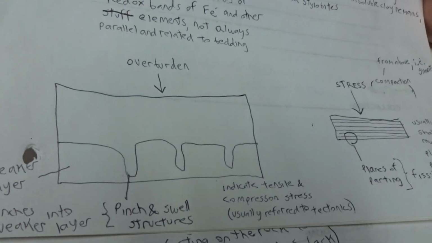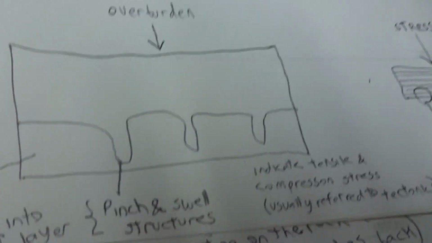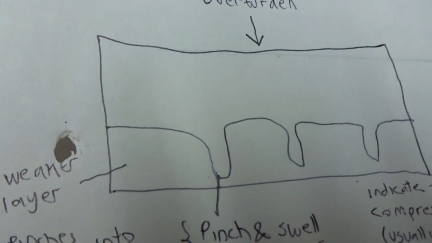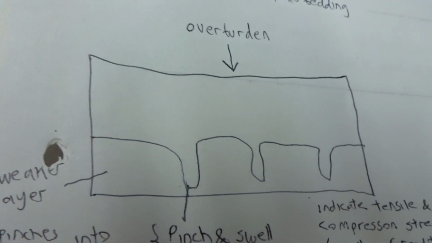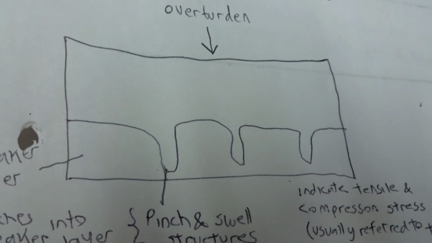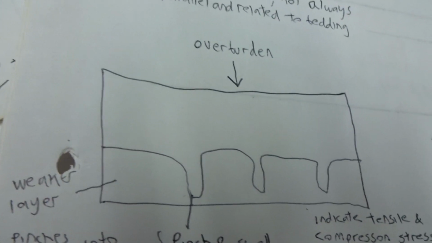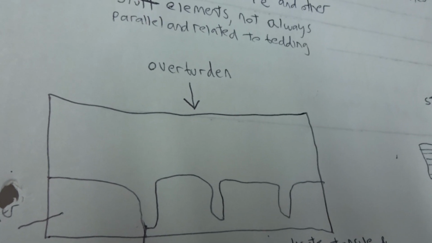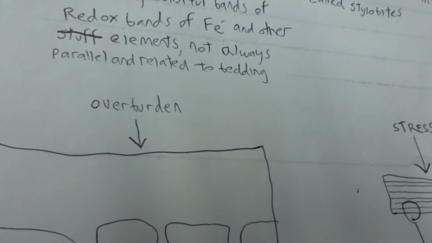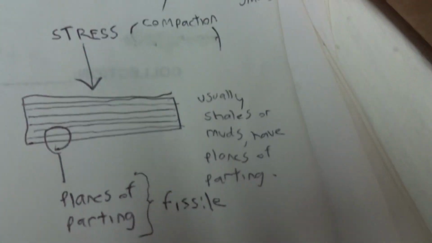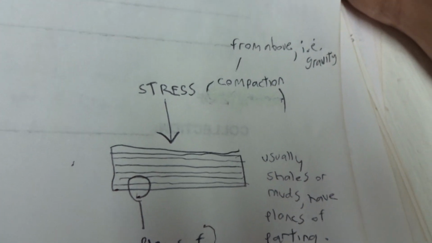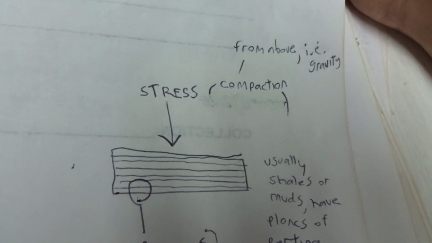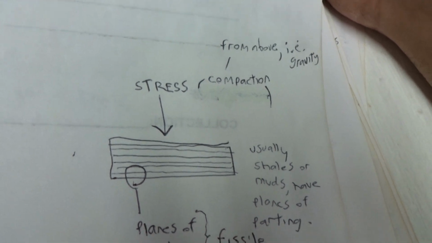Overburden on sand. Here, in this case, the sand on top, where it is heavier, causes the sand on the bottom to become pinched and swell in structure. This indicates tensile compression stresses, usually referred to as tectonics. We have stress or compaction. Usually shales and muds have planes of parting, and this is fissility.